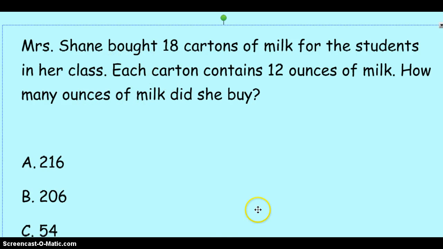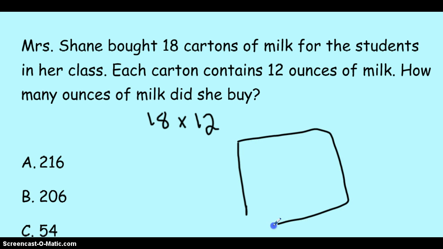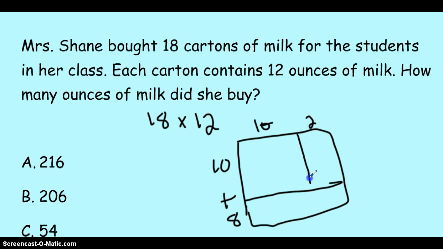In problem number one, it was a multiplication problem. So we had 18 groups of 12. Again, we could use the all partials or open array. I like the open array. So we can break 18 into 10 and 8, and put those together, and we can break 12 into 10 and 2.